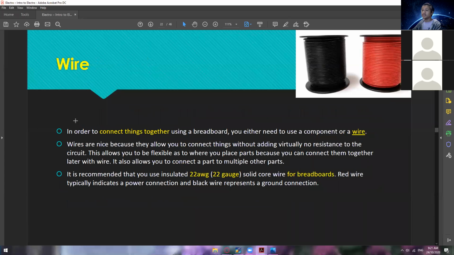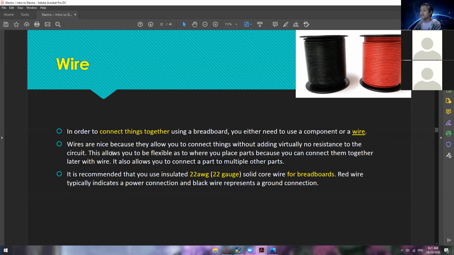Next, of course, you need wire to connect those components in a breadboard. In order to connect things together using a breadboard, you either need to use a component, but mostly we use wire. If we don't need that component, probably we'll be needing a wire to set up that circuit.